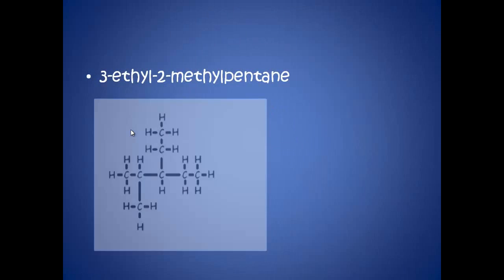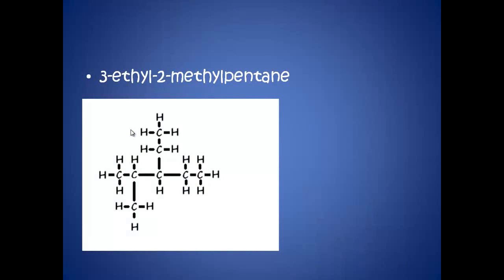We have another example, 3-ethyl-2-methylpentane. So we have 5 carbons, and then on carbon 3 we have an ethyl, that is here, and the 2-methyl. We have on carbon 2 a methyl.